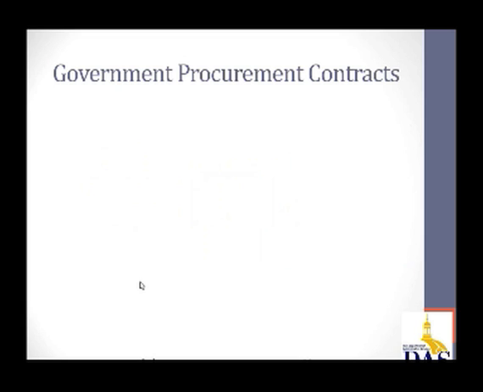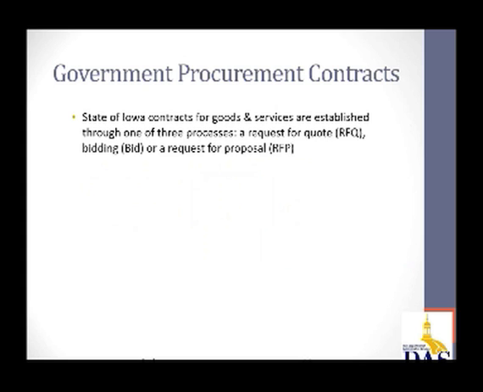We're just going to entitle it Government Procurement Contracts to keep it short. First of all, as you can see, our state level contracts for goods and services are established through one of three processes: a simple request for quote, bidding, or request for proposal.